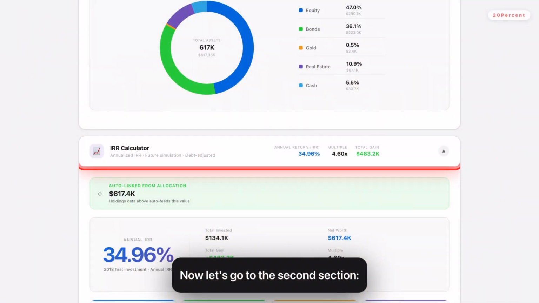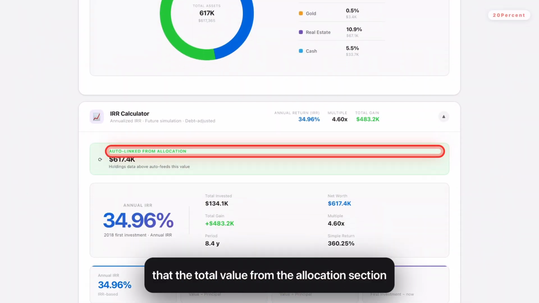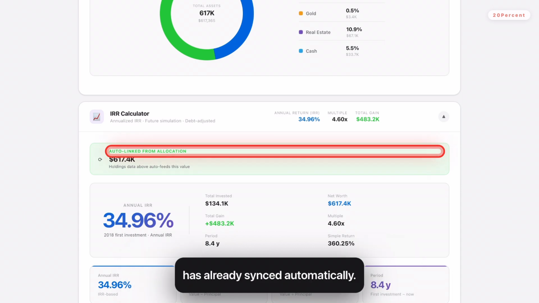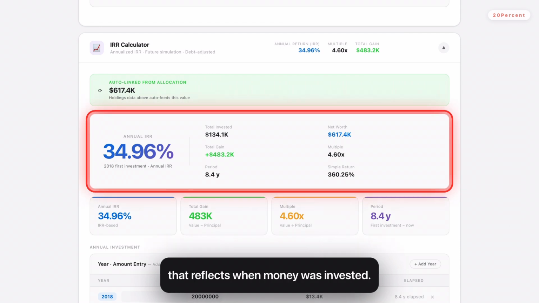Now let's go to the second section, the return calculator. At the top, you can see that the total value from the allocation section has already synced automatically, so I do not need to enter it again. The key concept here is IRR. IRR is an annualized return that reflects when money was invested.